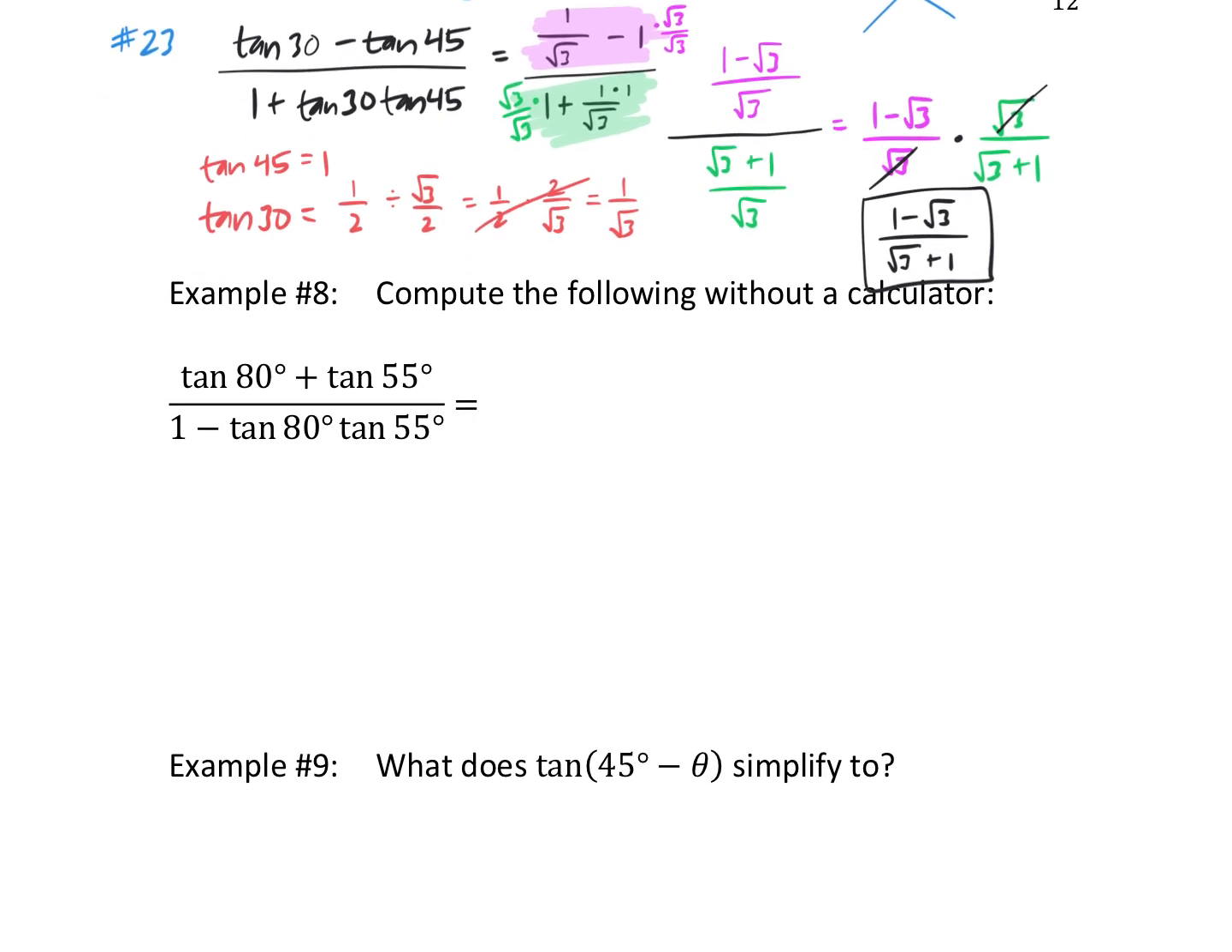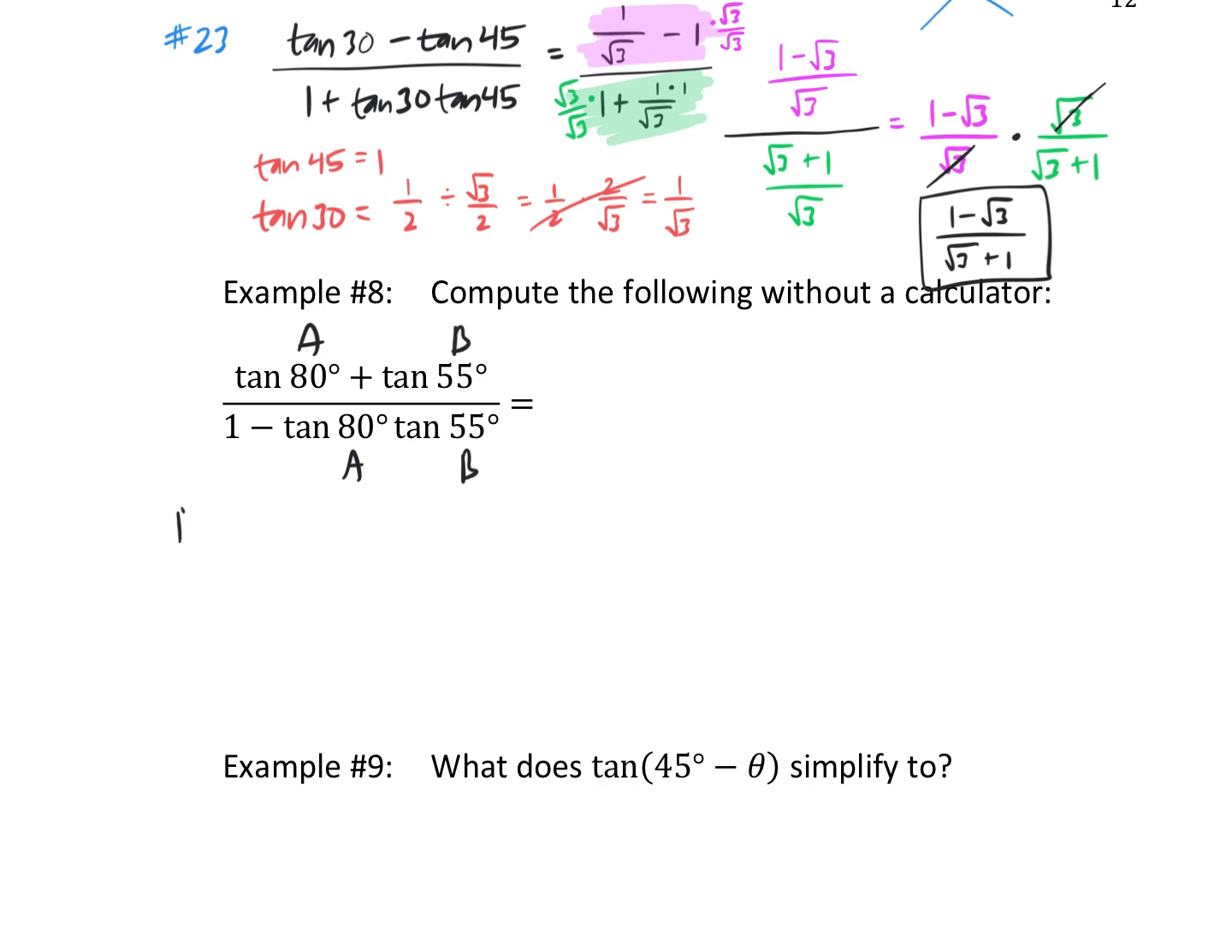All right, example 8 gives us the right-hand side of the equation. We're trying to find the left-hand side. So if I've got tangent of A plus tangent of B on the top, and then it's 1 minus tangent of A, tangent of B, am I going to use formula 22 or 23? Number 22. Okay, so 22 says on the left-hand side, I'm going to add those two things together. So this is going to be tangent of 80 plus 55. And 80 plus 55 gives me 135. So the tangent of 135 degrees.